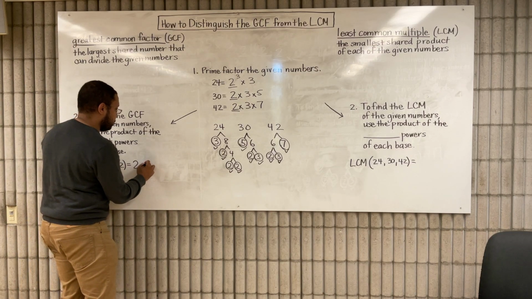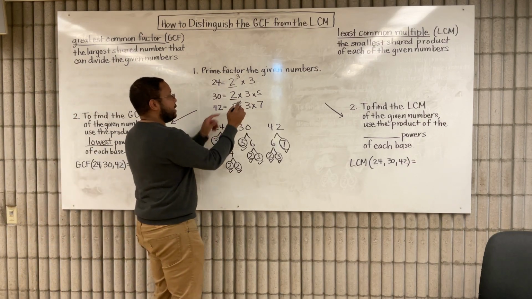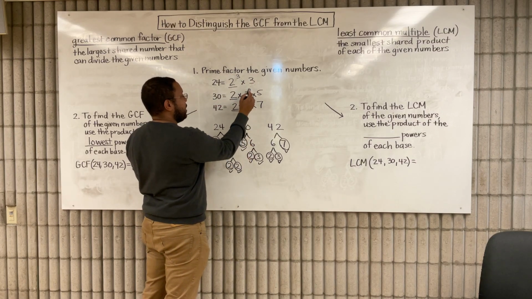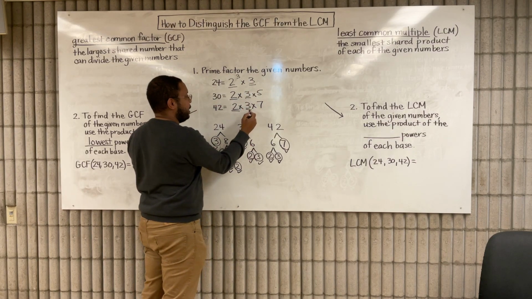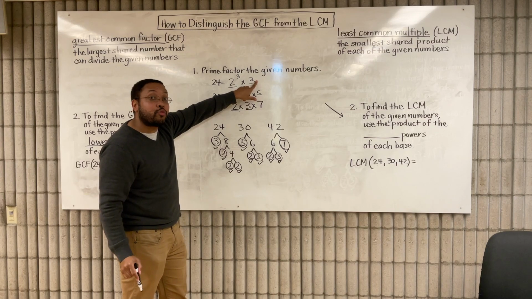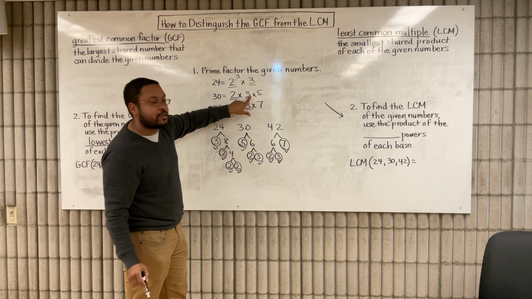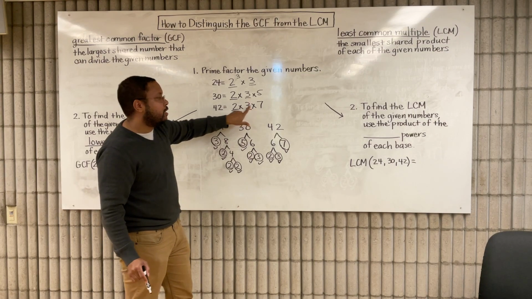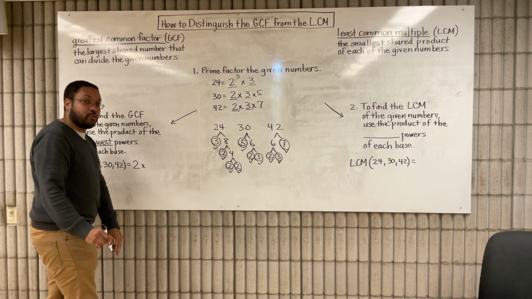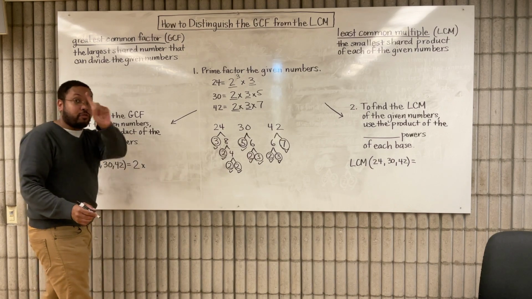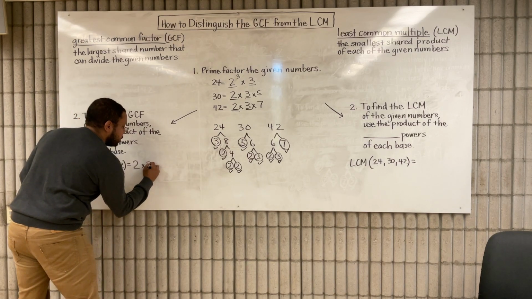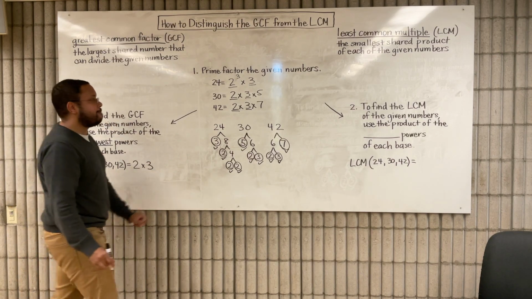Now I'm going to multiply that by, now I see a 3. A 3 here, I see a 3 here, and a 3 here. What power of base 3 do I have in this? 3 to the first, 3 to the first, 3 to the first. So what was the lowest power of base 3 that they have in common? 3 to the first. So I'm going to write that, times 3, okay?